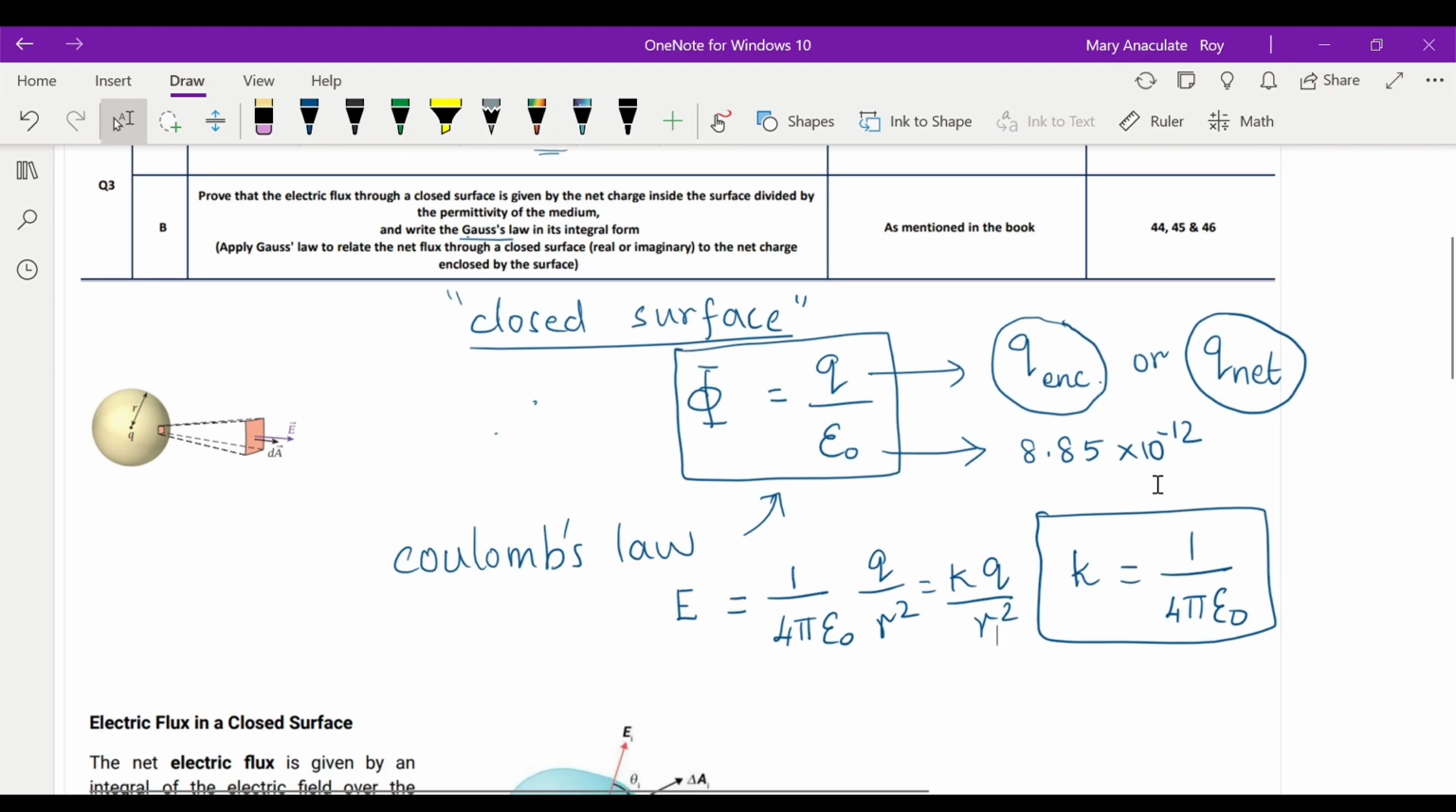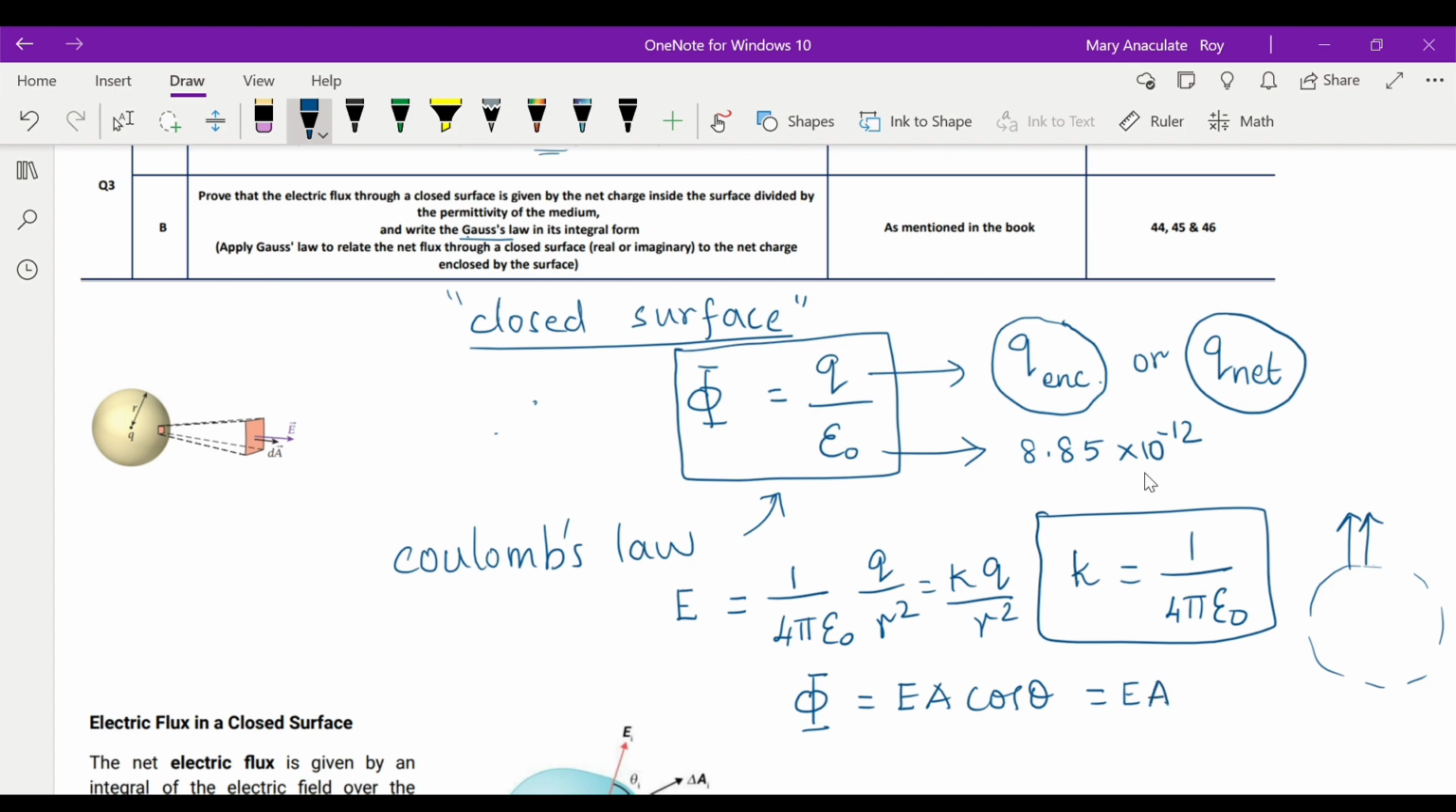Now taking the basic formula for phi equals E times A times cosine theta. Since we are taking a closed surface, we have seen in the previous session that if the electric field is coming out, it's positive, and if it's going in, it's negative. So we have the angle to be 0 degrees, and this becomes E times A.